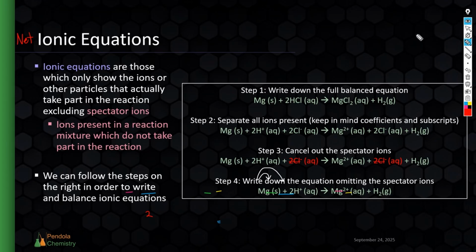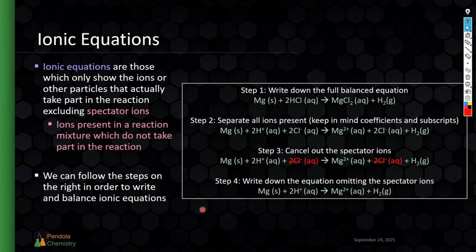Remember, ionic equations are those which only show the ions in ionic reactions where the ions are actually reacting. All other particles or ions that are not reacting are not shown. We call these spectator ions. Spectator ions are ions present in a reaction mixture which do not take part in the reaction itself, meaning they're simply there to bring in the ions of that compound.